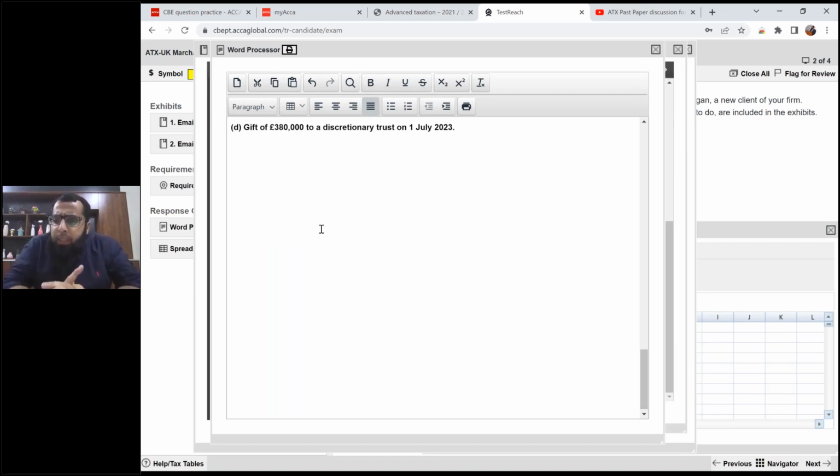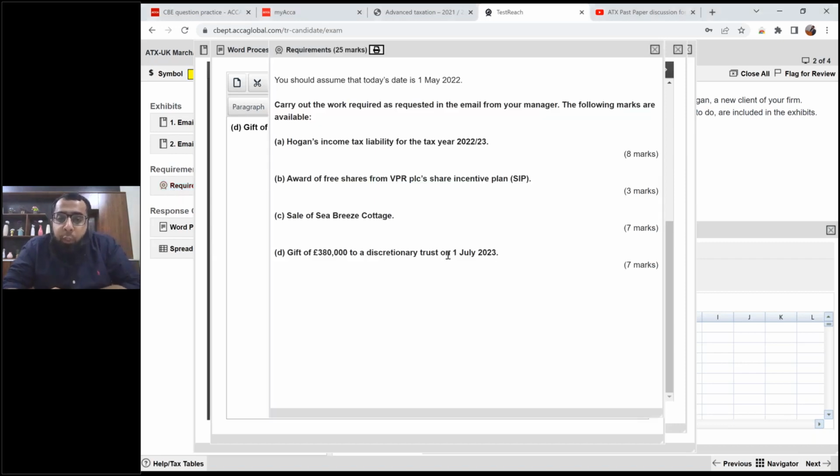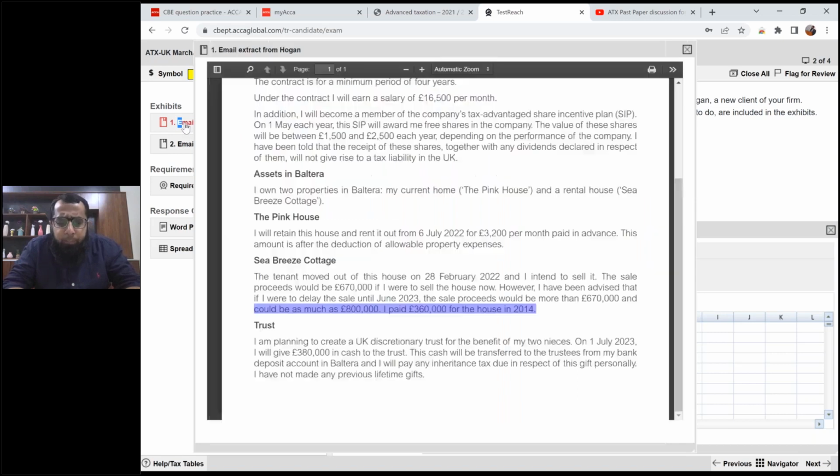In ATX, reading the technical article is not very necessary. So, it's not mandatory to read the articles. If you read it, it's good, but not mandatory. Okay, so we are going towards part D, which is a gift of £380,000 to a discretionary trust on 1st July 2023. It's a 7 marks requirement. For the examiner report also, if you read it for a few papers, it's good, but again, it's not mandatory. Okay, let's look at it. Your more focus should be on doing the past paper practice.